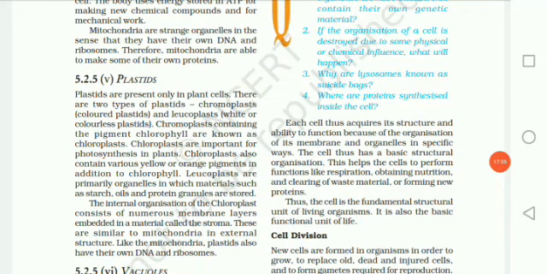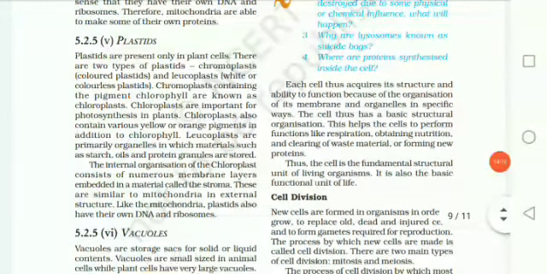Next we have plastids. Basically the plastids are chromoplasts, leucoplasts and chloroplasts. Chromoplasts have coloring pigments, and the green pigmented ones are known as chloroplasts, which help in photosynthesis. Leucoplasts are organelles in which materials such as starch, oils and protein granules are stored.